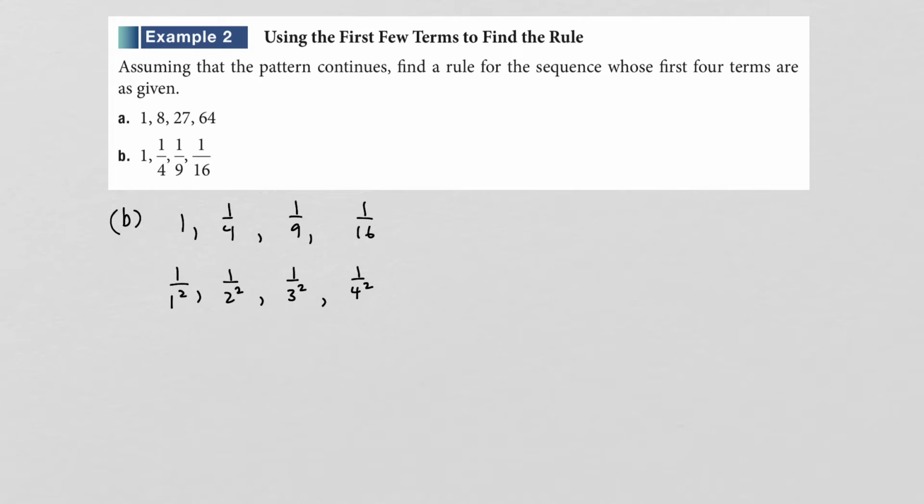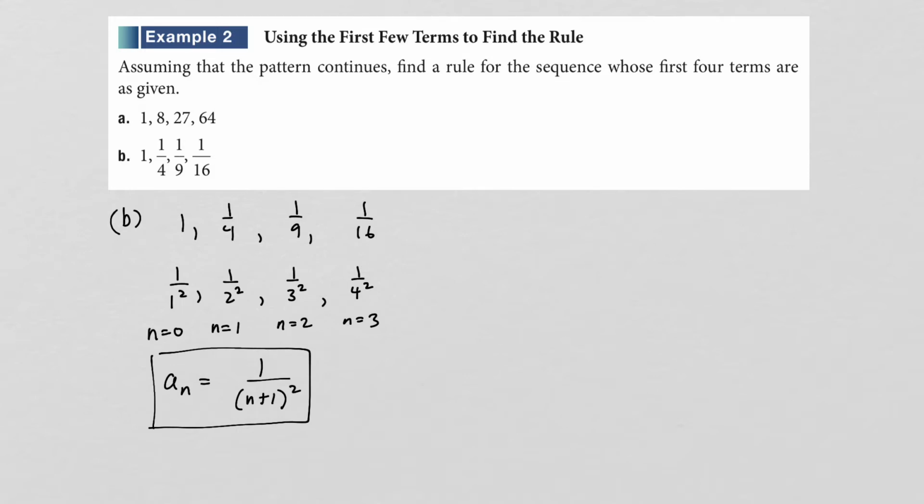1 squared. Now, if I want this first one to correspond to n equals 0, next one to correspond to n equals 1, etc., then the formula for my nth term would be 1 over n plus 1 squared. And again, this is because when I plug in 0, 0 plus 1 is 1, and that gives us 1 squared, which we have right here, right? So 1 over 1 squared. If n equals 1, 1 plus 1 is 2. 2 squared is what we have here, right?